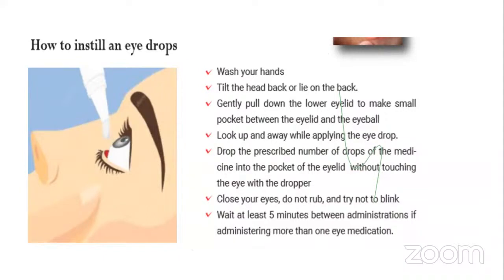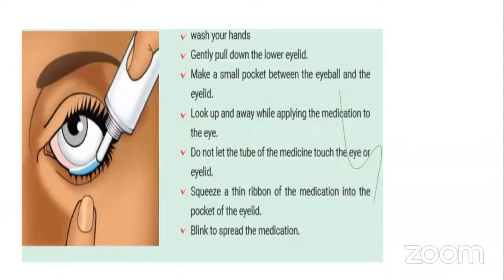Then wait for at least 5 minutes if you are to administer another eye drop. Sometimes you have more than one medicine to put in your eyes. So you wait for about 5 minutes and then open the other one and also put just a drop. So this is also how to instill the eye ointment. Sometimes we give you an eye drop and then an ointment. So you still go through the same process.